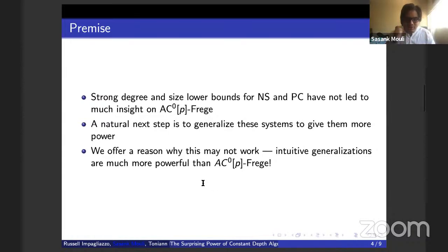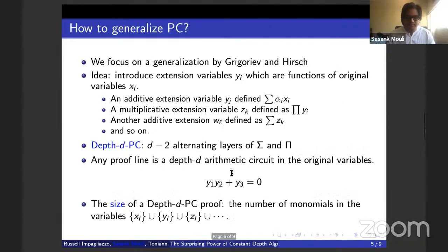Here we offer a reason why this approach of generalizing polynomial calculus might not work, because this generalized system turns out to be much more powerful than AC0[p] Frege, or it does things that we don't believe to be in AC0[p] Frege. So how do we generalize polynomial calculus?